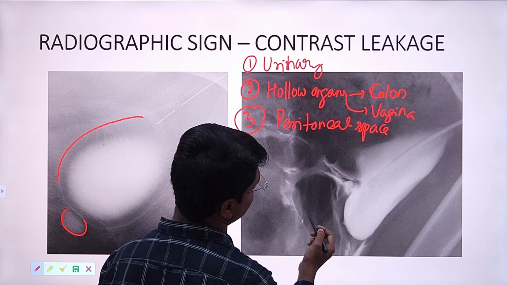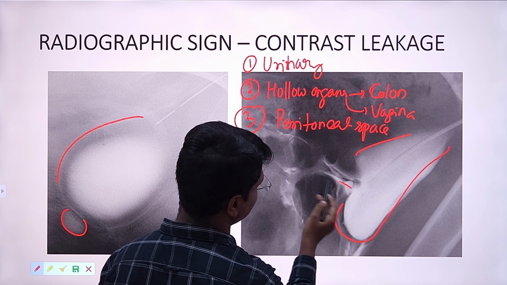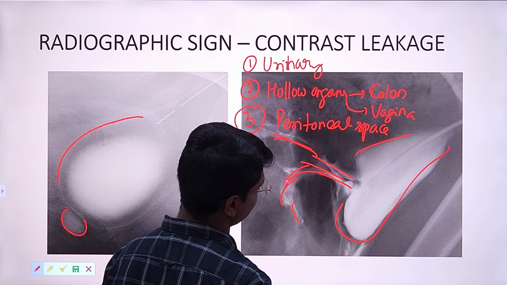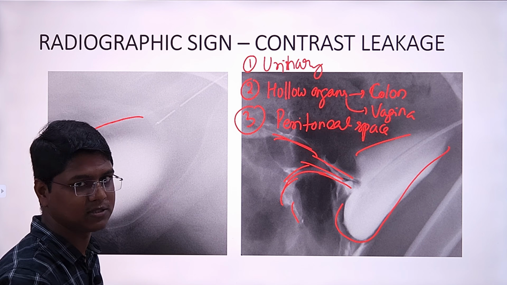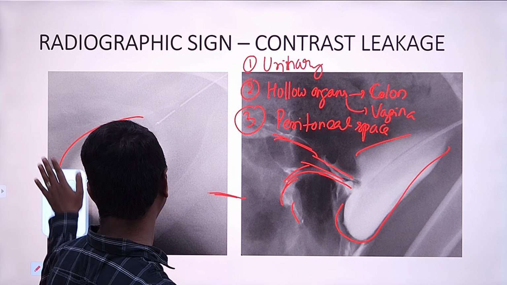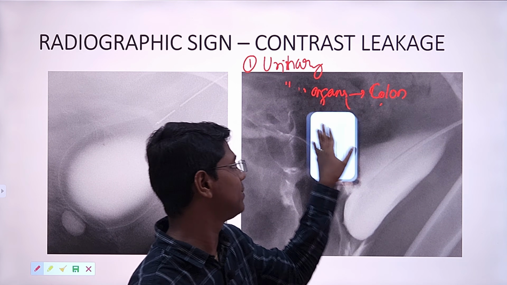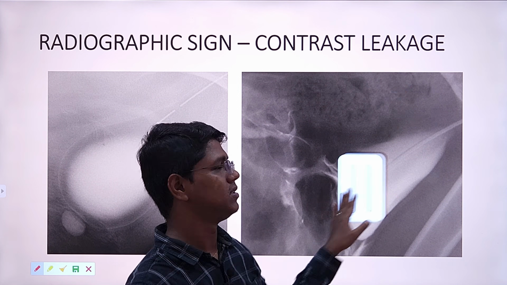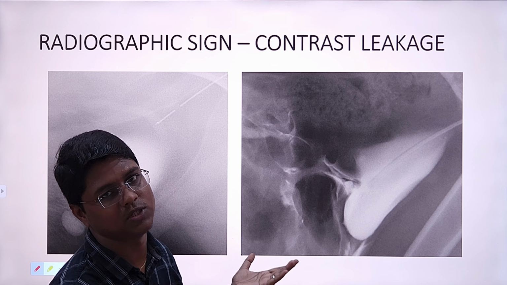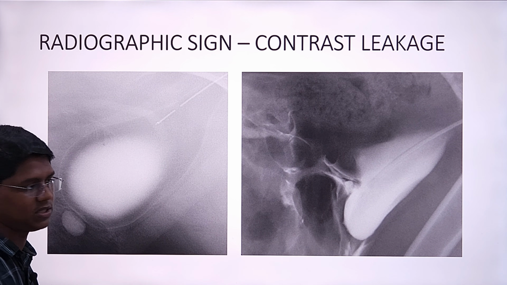This one is leaking into the peritoneal space. See this bladder. There is a rupture of the bladder, so the contrast agent has entered the peritoneal space. So this is leakage. This is a radiographic sign in case of contrast radiography. See, in ultrasonography, the artifacts provide a good diagnostic tool. Like this, in case of cystography, the radiographic signs will provide you good diagnostic value.